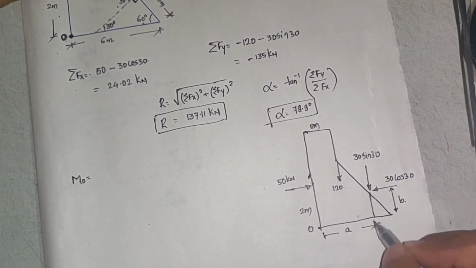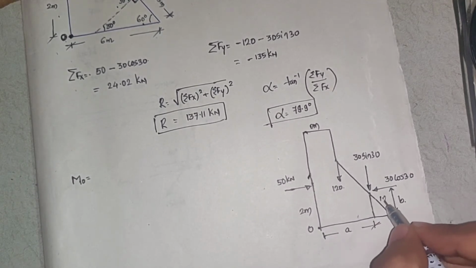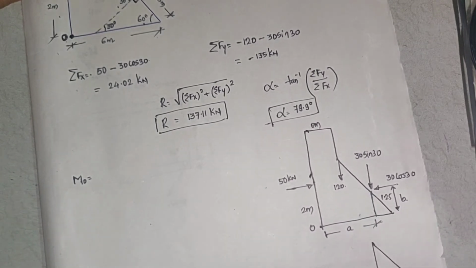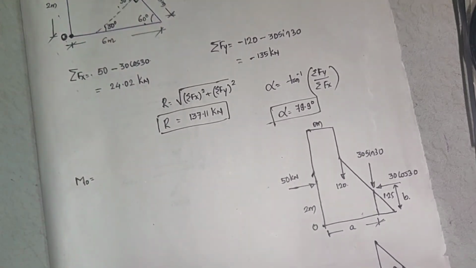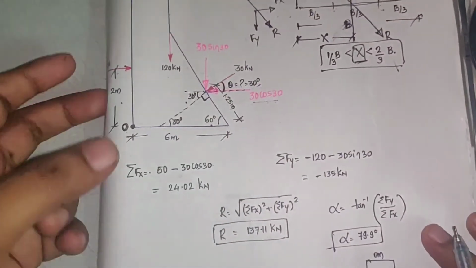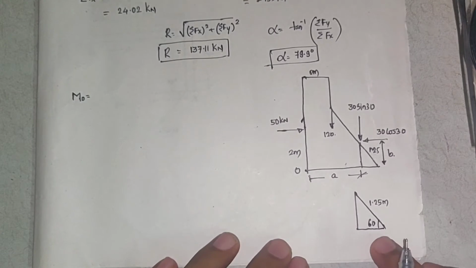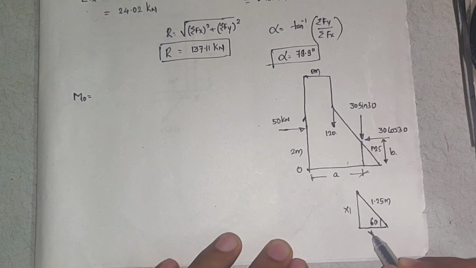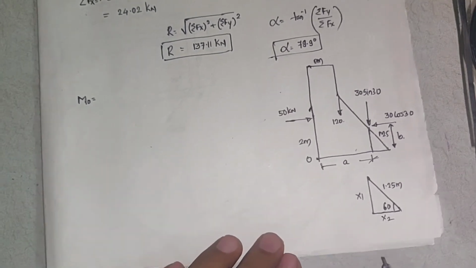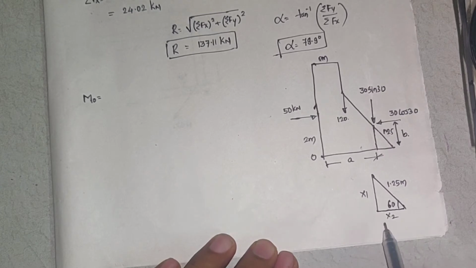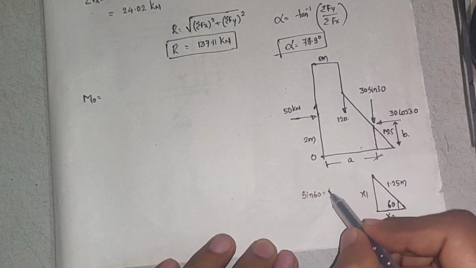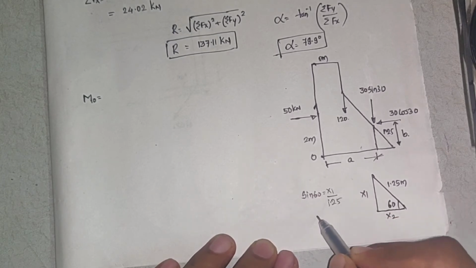Now how will I calculate that? To calculate that, I know this length, so I'll draw one more triangle here, which is making 60 degrees. This is 1.25 meter. This we know from the question. Now I know this 1.25 and this 60 degrees. I'll call this x1 and this x2. How will I calculate x1 and x2? Sin 60 is equal to opposite upon hypotenuse. Opposite is x1 upon 1.25. So what is x1 equal to?